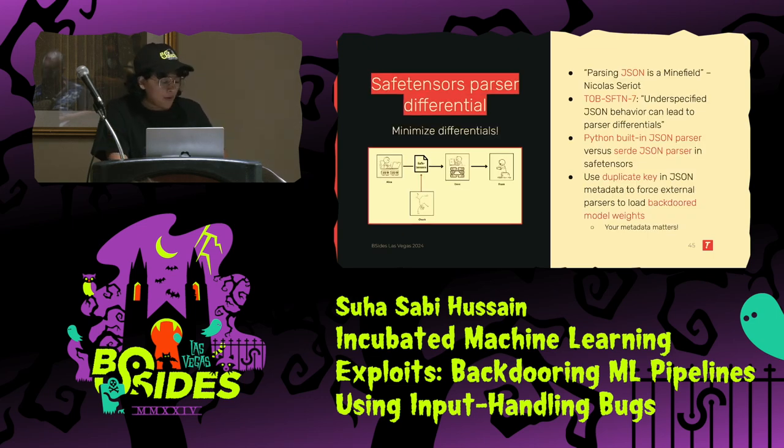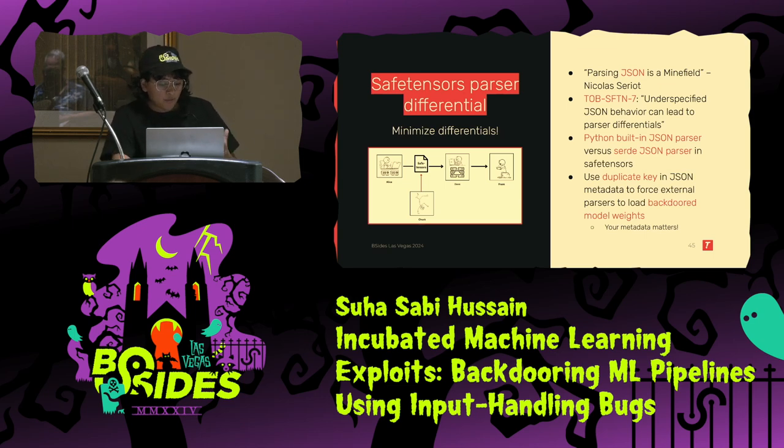So we also identified a parser differential with safe tensors. Safe tensors is another file format for ML models that was developed specifically in response to the insecurity of pickling. So last year, I was on an audit of the safe tensors library, where we identified the inclusion of JSON in the file format as a source of parser differentials. Now, JSON is pretty well known to be underspecified. There's a lot of exploits, especially in the web security world, that leverage this.